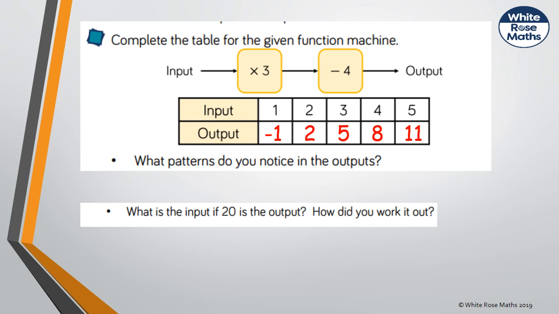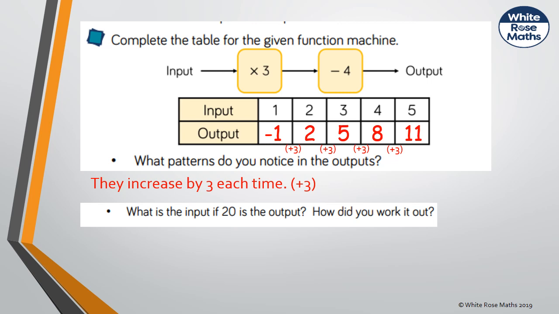Are they increasing or are they decreasing, and by how much? That's right, they increase by 3 each time. So that means they're adding 3 each time. So minus 1 and 3 is 2, 2 add 3 is 5. There is a pattern there.